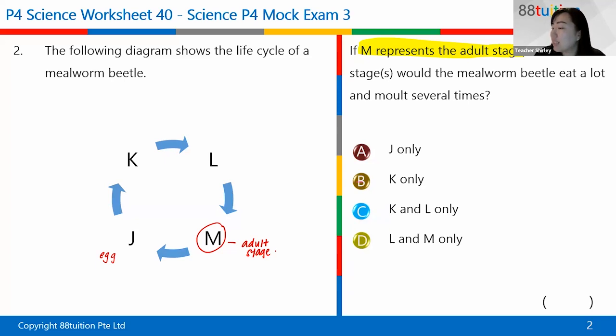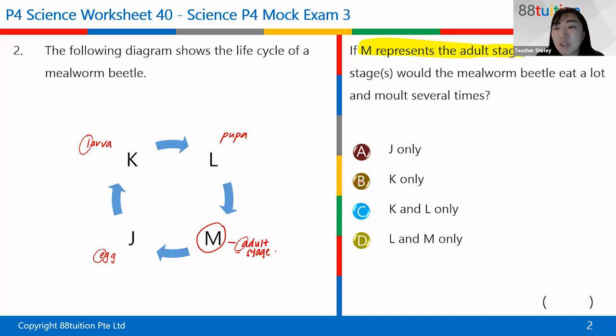So after it lays eggs, what is the next stage after eggs? Anyone would like to try? Grace? Larva. Very good. Remember I taught you before, we go according to alphabetical order. If you go according to alphabetical order, A, B, C, D, E, right? So A, then after that E, then after that L, then after that P. So it actually goes in alphabetical order.